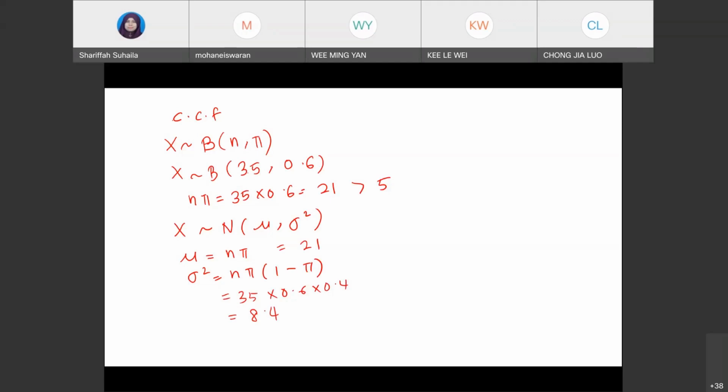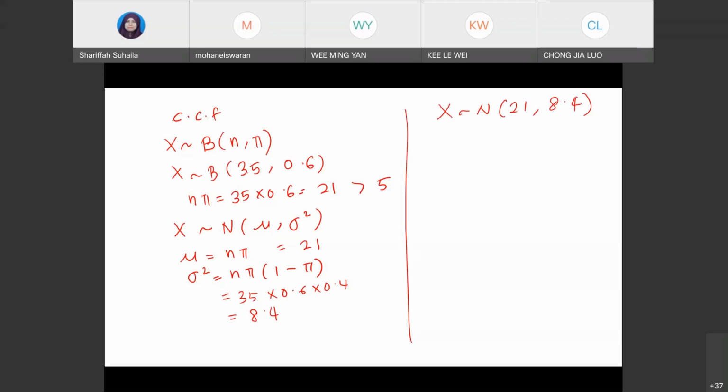Okay, so that means your X now is a normal distribution, with parameters mu 21 and sigma square 8.4. Since X is binomial and you want to change to normal distribution, we call that a normal approximation, for the case when your N pi is greater than 5.